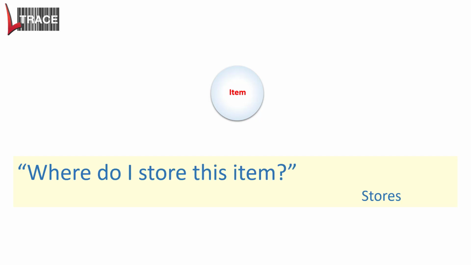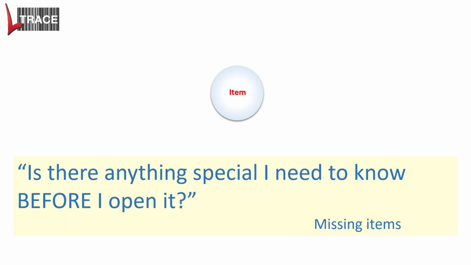You can put the location where it's meant to be stored. So where do I store this item? It means that you can have less experienced staff knowing exactly where something's meant to go, and that saves a huge amount of time searching for an item that's been put in the wrong location. Is there anything special I need to know before I open it? We can print a label to say that there's an item missing, or clarifying exactly what's in it, so that theatre staff aren't opening it just to discover that the critical instrument is missing, or it's not suitable for what they need to do.